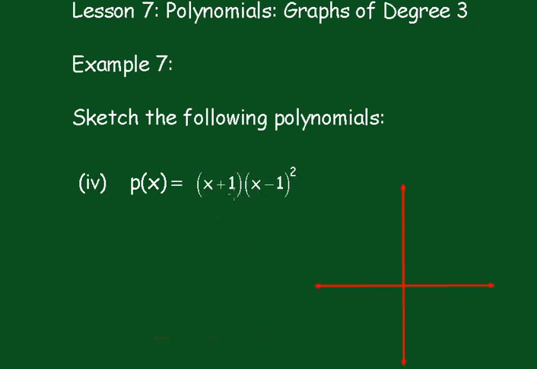Okay, so this one has been factorized for us. That's x plus 1 times x minus 1 all squared. So you're going to have zeros at negative 1 and a double at 1. Let's have a look what this double means. There's a 1 there and a negative 1 here.